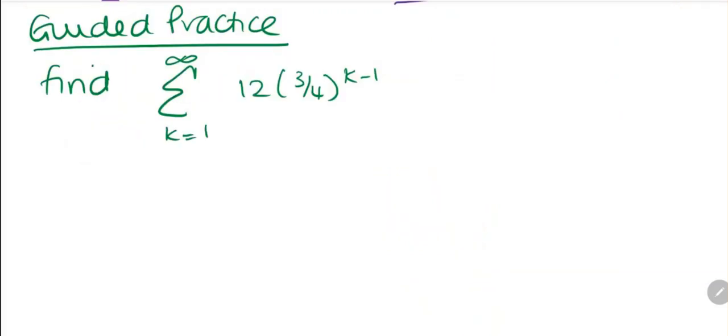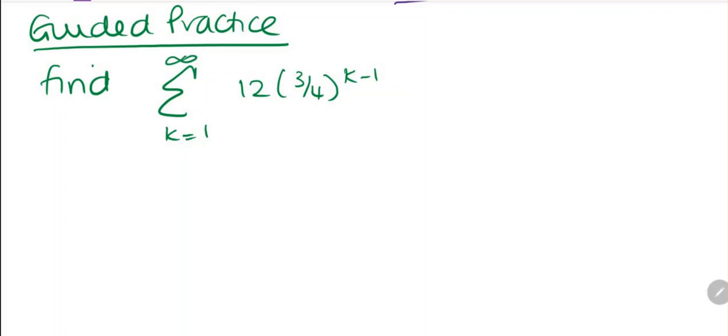Okay, so the guided practice question. Find, and we're given the sigma notation. And the first value, k, will be 1, and this is to infinity. And the formula is 12 multiplied by 3/4 to the power of k minus 1.